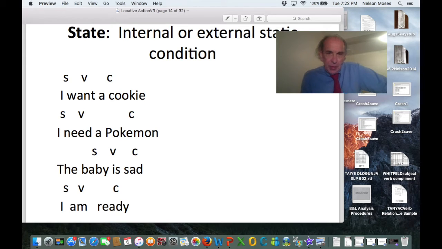State, internal or external, is always a verb relation content category, signified by a state verb. Examples are, I want a cookie, subject I, verb want, complement cookie. I need a Pokemon, subject verb complement. The baby is sad, subject baby, verb is, complement sad. I am ready, SVC. State is always a verb relation content category.